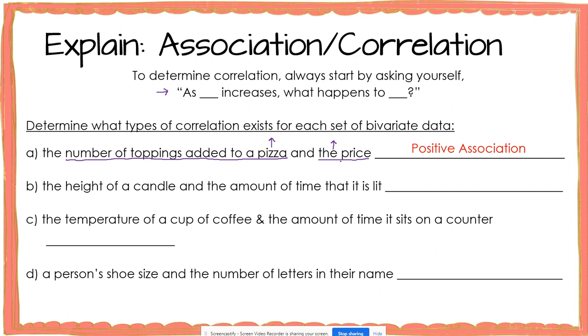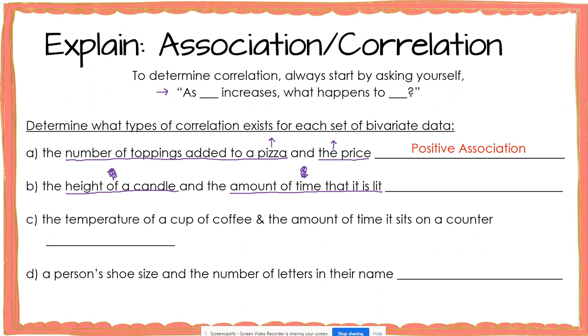B says the height of a candle and the amount of time that it is lit. So we talk about the height of a candle first, and I would ask myself, as the height of a candle increases, and this one's kind of thinking about it backwards, to be honest, what's happening to the amount of time that it is lit? Well, if you think about a candle, the more you burn it, the lower it gets. So if the candle is very tall, the higher the candle is, the less time that it has actually been burning.